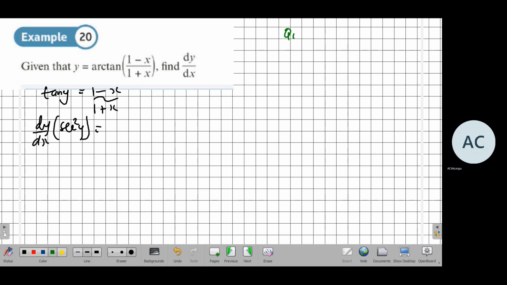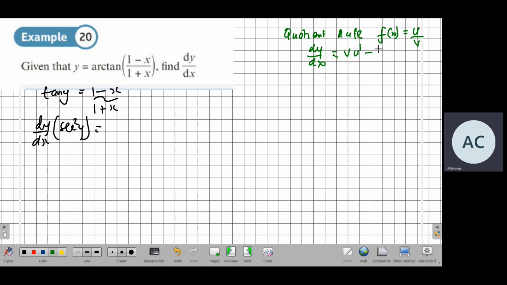The quotient rule says, if we have a quotient of two functions that are in terms of x, and y is the subject, we can write it like this: if f of x is equal to u over v, therefore dy over dx, and the proof can be done at a later stage, is v u prime minus u v prime over v squared.